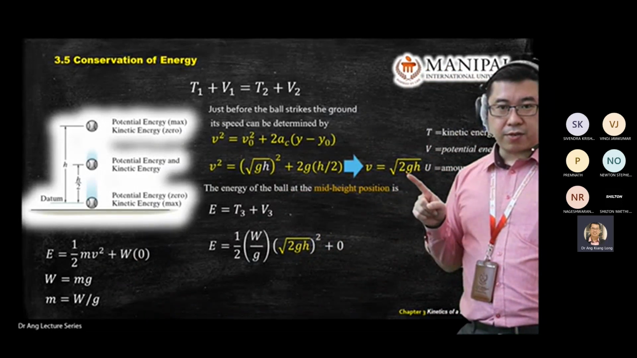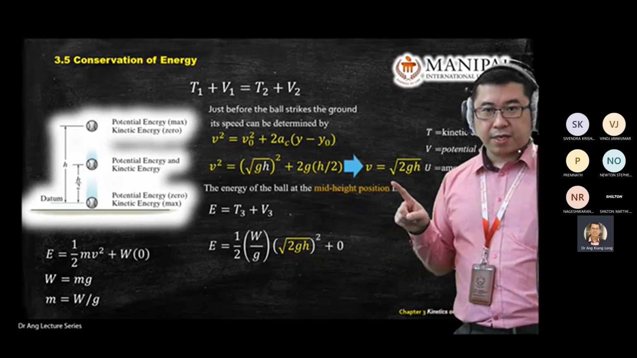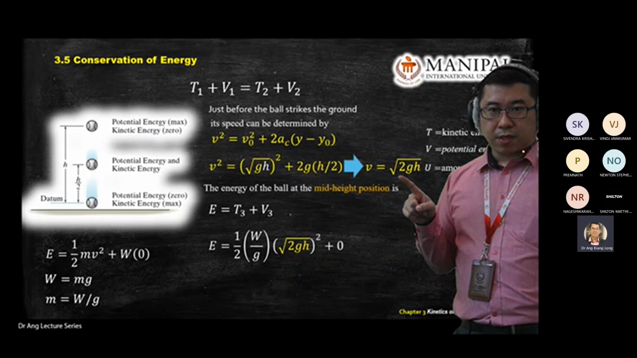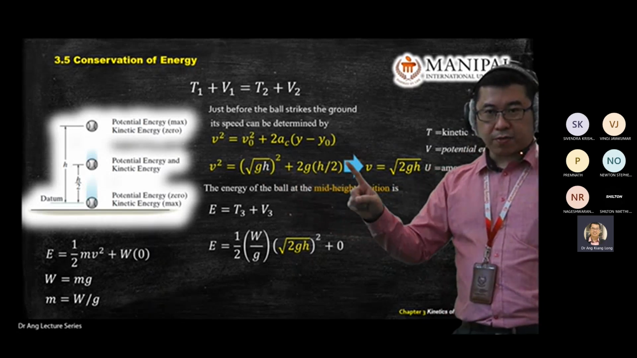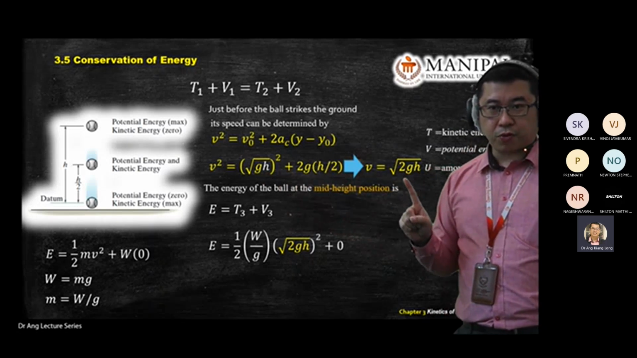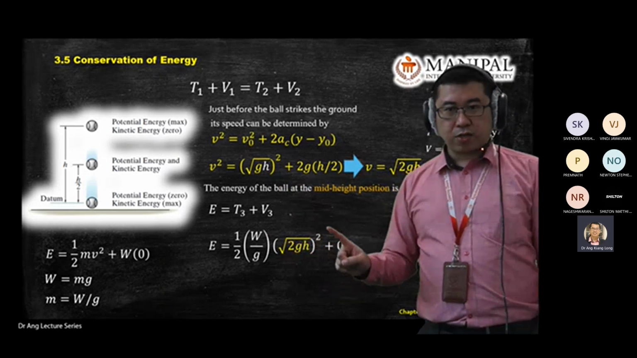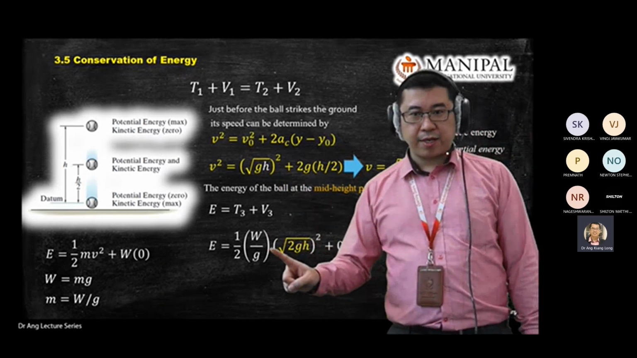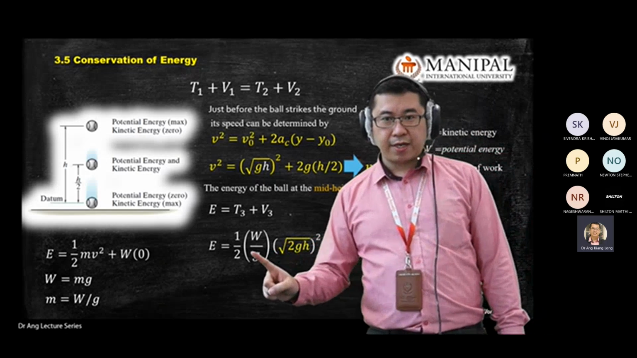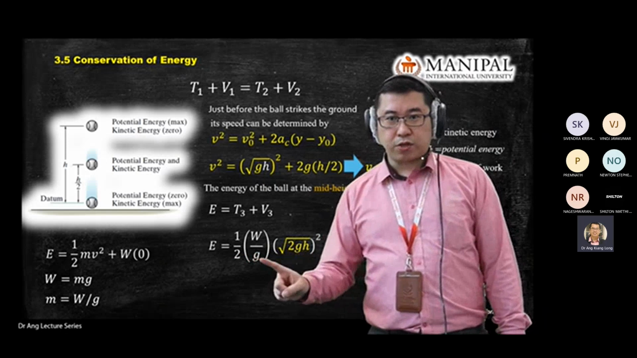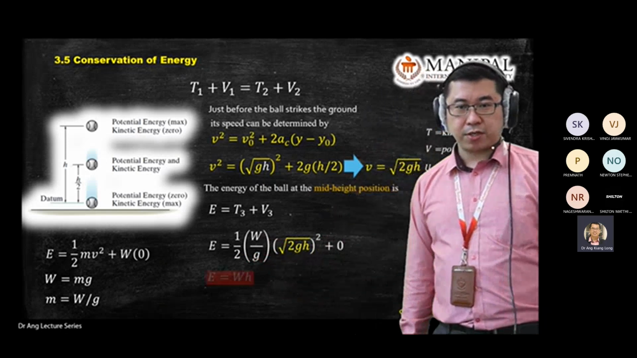Or you can write this one, right? Actually the same. Sorry, v square equal to this one. But v equals square root of 2gh. So the square root of 2gh, bracket squared, cancels. So 2 cancels 2, g cancels g, and you get WH.